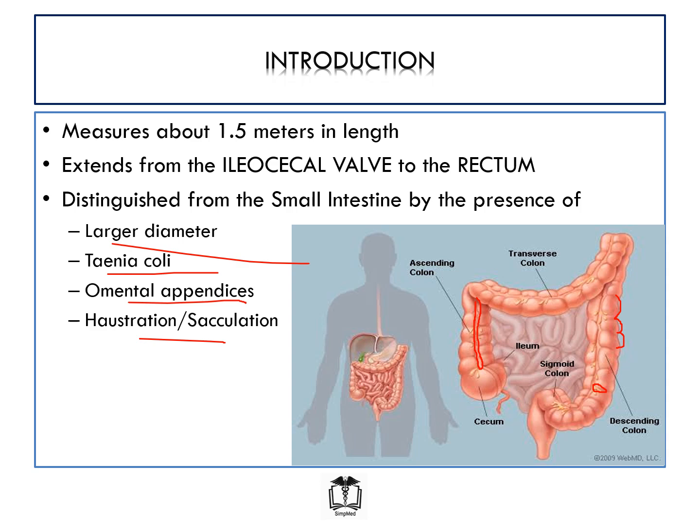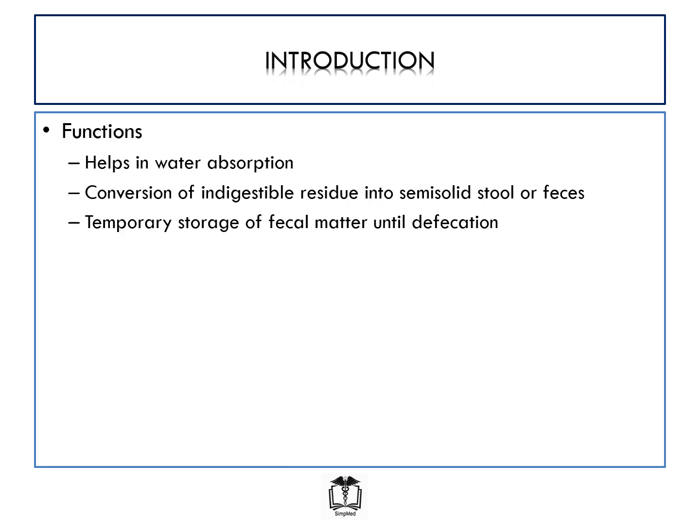Usually, the ones that we can pretty much easily appreciate would be the tinea coli and the omental appendages. The other two, it takes a skilled anatomist to be able to distinguish the small intestine from the large intestine using the other two features, which would be the large diameter and the presence of circulations or haustrations.